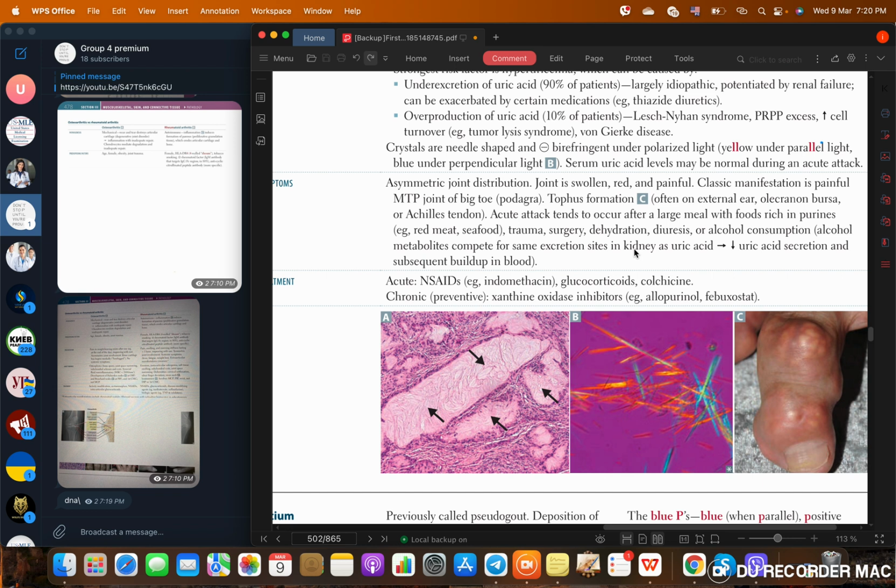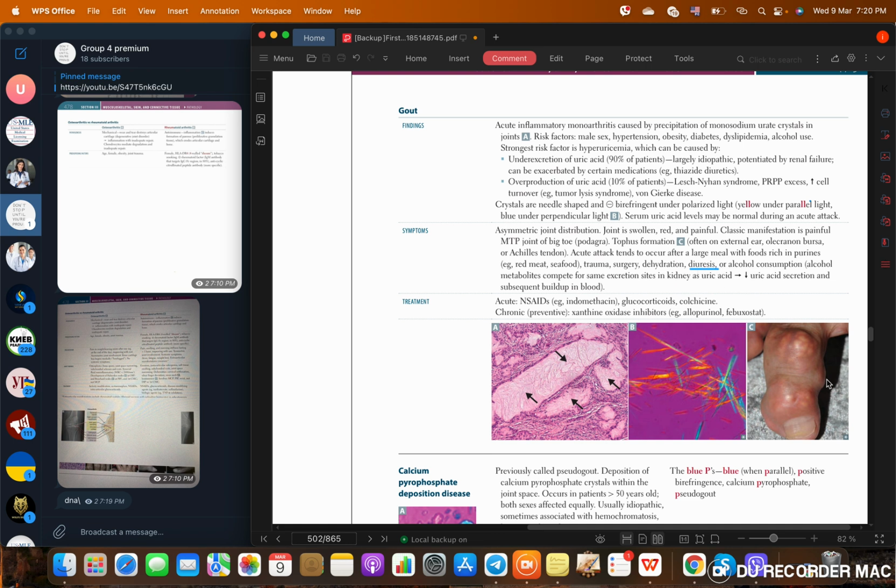Also it can be exacerbated by trauma, surgery, dehydration, which is a super important cause, or diuresis, especially after which diuretic can lead to an acute attack of gout. Do you know which diuretic can lead to an acute attack of gout? So it's actually going to be thiazide. Alcohol consumption: alcohol metabolites compete for the same excretion sites in the kidney as the uric acid. So when you drink alcohol, it's going to fight with the uric acid over which is going to be secreted first. Because of that competition, the amount of uric acid is going to increase in the blood, and it's going to decrease in the urine. So they write less uric acid secretion and subsequent buildup in the blood.